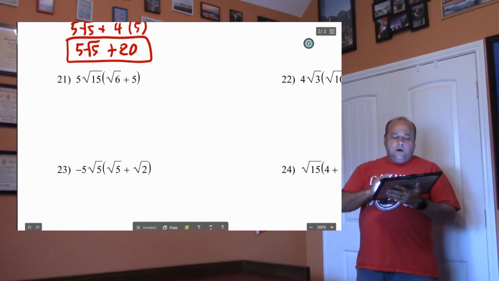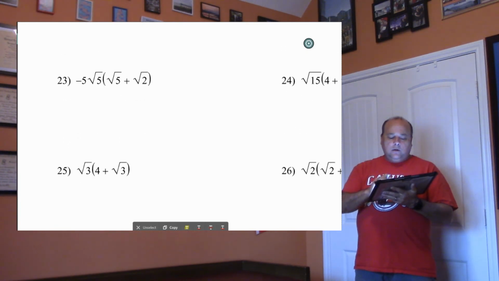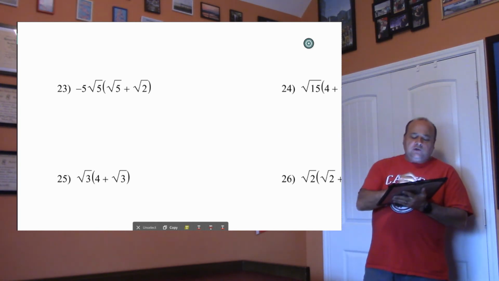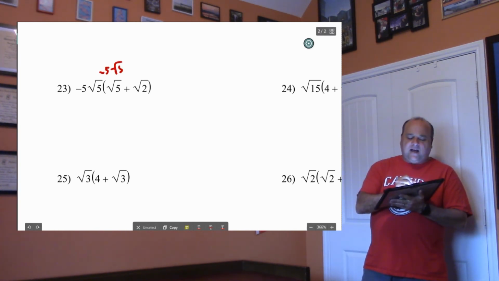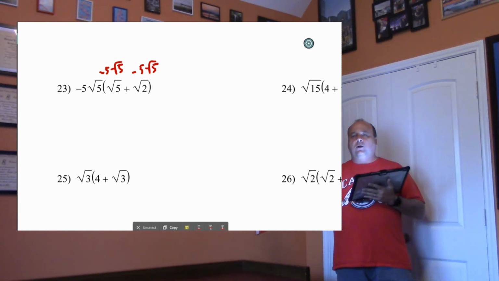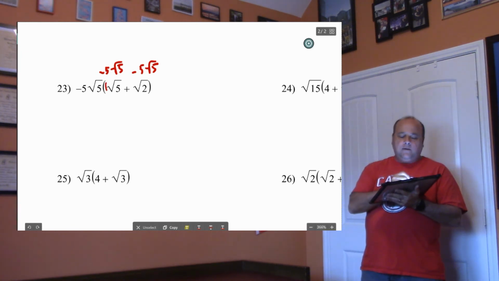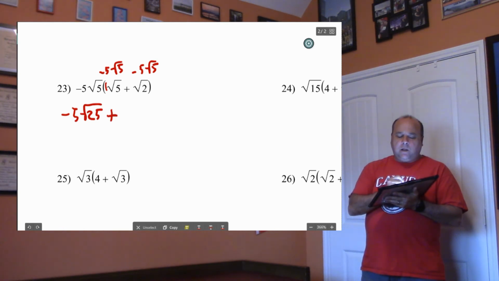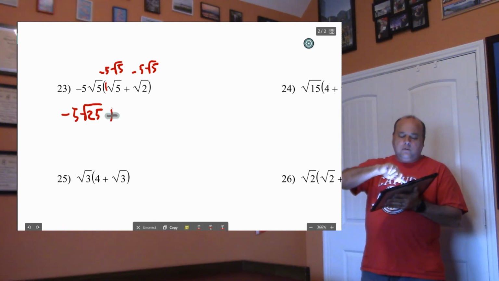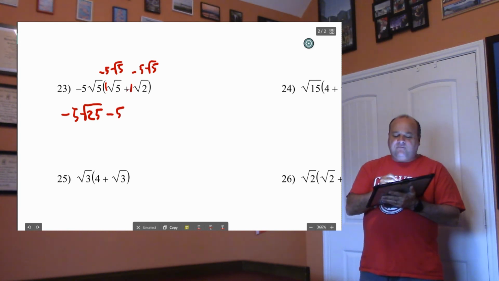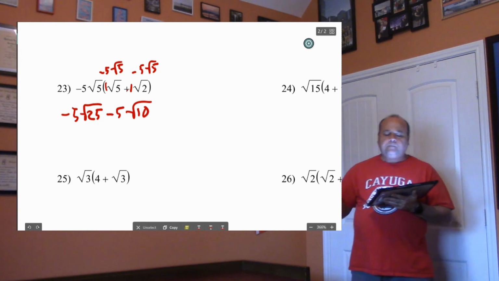And I'm going to do one more with you. Let's do number 23, which is going to be a bit harder. I'll do 23 with you. So let's distribute negative 5 square root of 5. I'm going to multiply the outside numbers, multiply the inside numbers. So on this one, negative 5, and this is a 1 right here, right? It's going to be negative 5 square root of 25 plus, I'm sorry, this is a 1. 1 times negative 5 is a negative 5, and 5 times 2 is 10, isn't it?